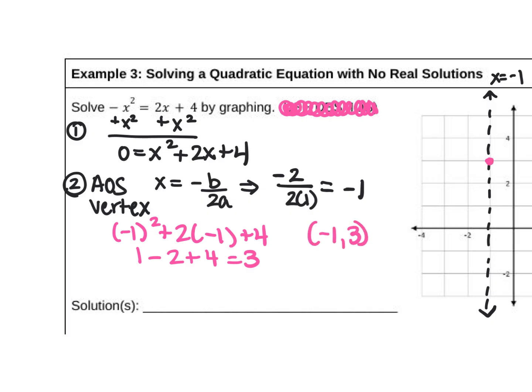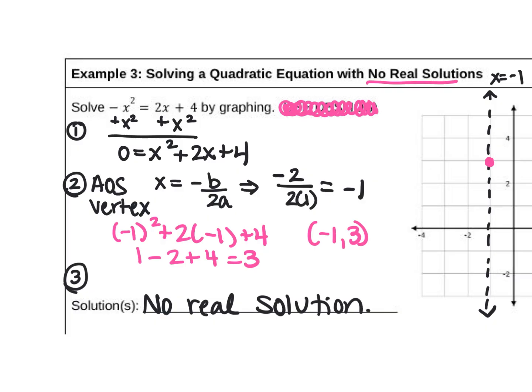Negative 1, 3. Now here's my question with this one, friends. Which way is our parabola going to face? Is it going to go up? This one's going to go up because that a value is 1. So is this one going to touch or cross the x-axis at all? That's why this one's going to have no solutions. We still have to get a graph, but it's not going to end up crossing. We can check and see if it factors. You would say no real solution because it's not crossing the x-axis.